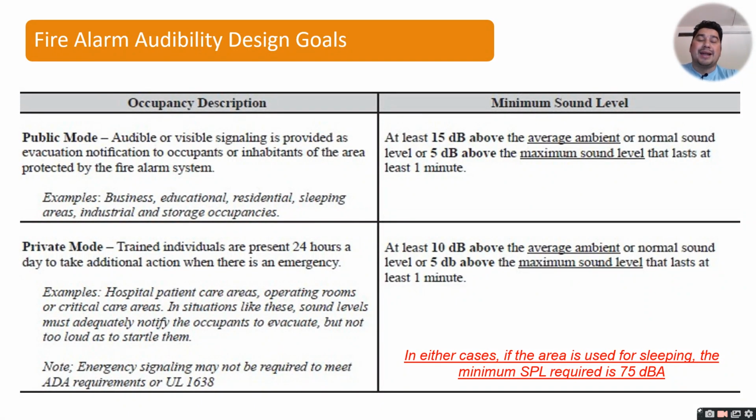Now in the private mode, it should be at least 10 dB above the average ambient or normal sound level, or 5 dB above the maximum sound level that lasts at least 1 minute. If the average ambient sound is 5 dB, then you have to give a minimum of 10 more, 10 plus 5, so it should be 15. And if the maximum sound level is 15, you have to add 5 more dB, so that should be 20 dB.